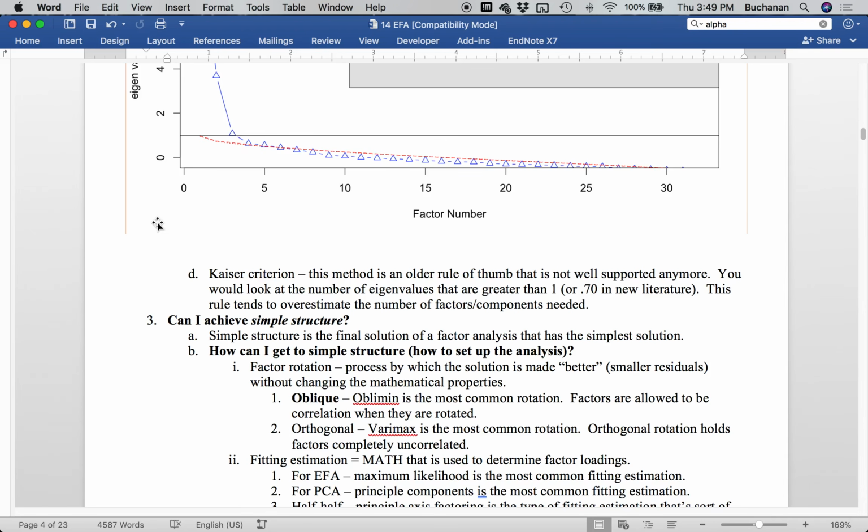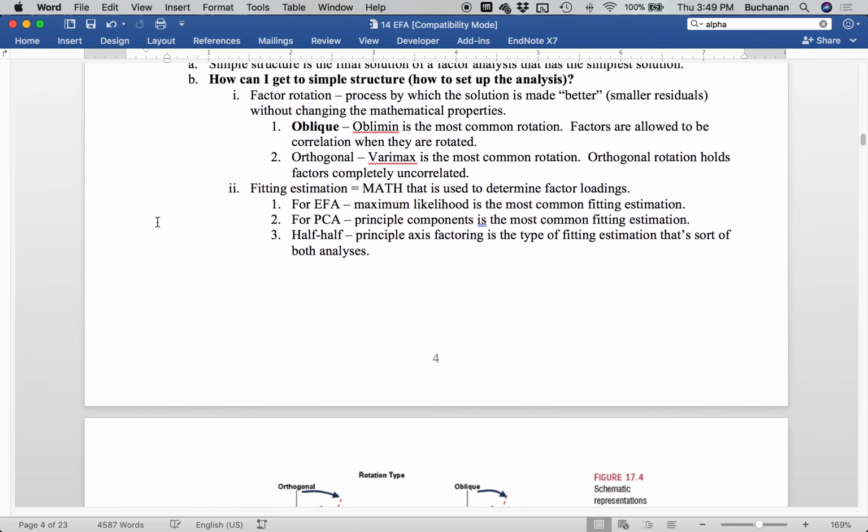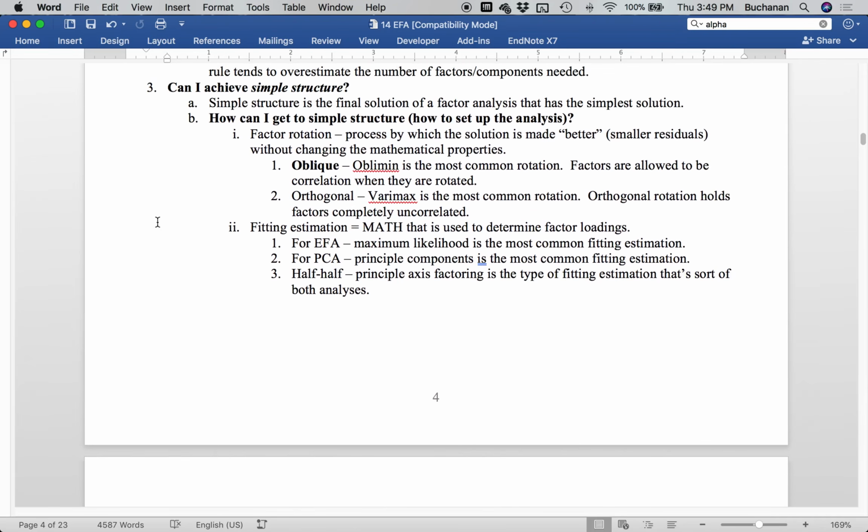Once you figure out the number of factors to run, the next thing you're going to do is strive for simple structure. Simple structure is this final solution, and it's the simplest solution. This is the keep it simple, stupid principle. And so the first question is, how do I achieve simple structure? Okay, so this part is usually where most traditional ANOVA people run screaming from the room, because it's like, well, this sounds like magic.